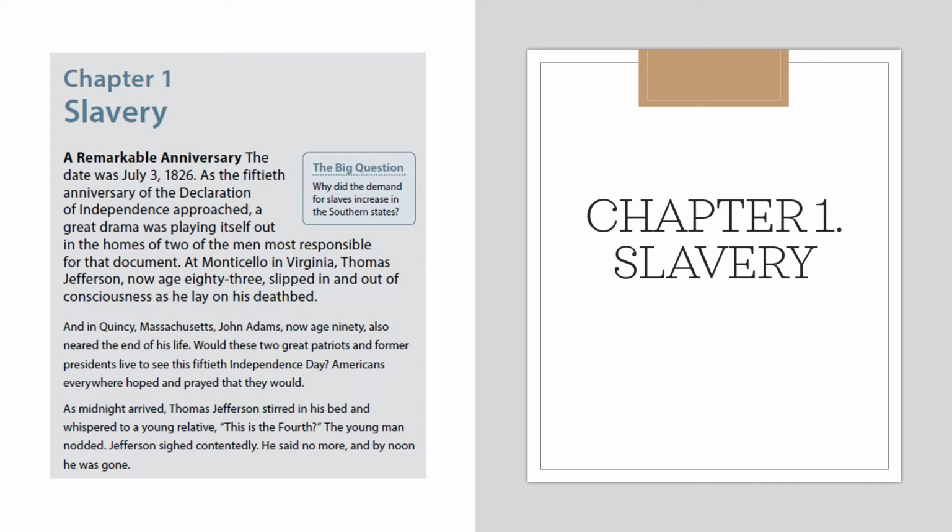At Monticello in Virginia, Thomas Jefferson, now 83, slipped in and out of consciousness as he lay on his deathbed. And in Quincy, Massachusetts, John Adams, now 90, was also near the end of his life. Would these two great patriots and former presidents live to see this 50th Independence Day? Americans everywhere hoped and prayed that they would.